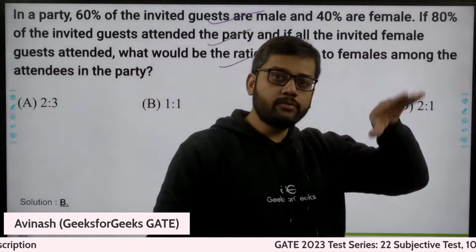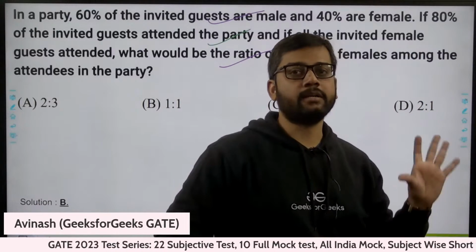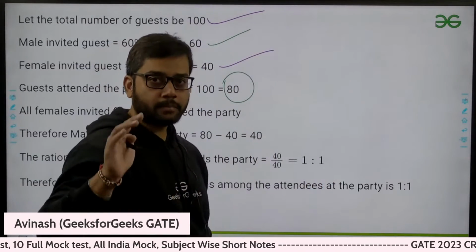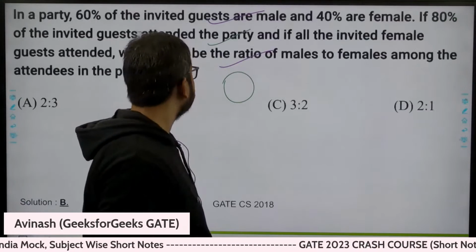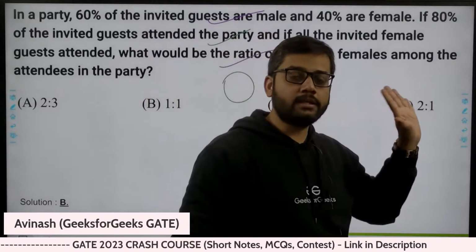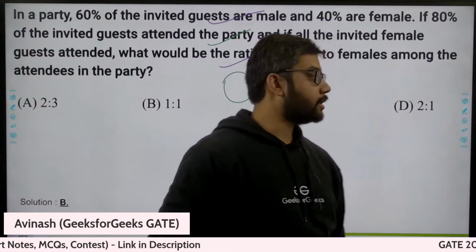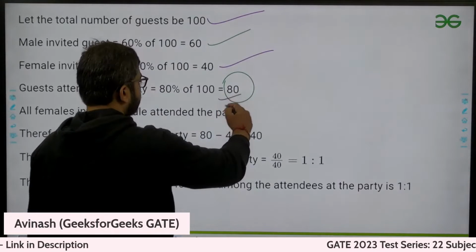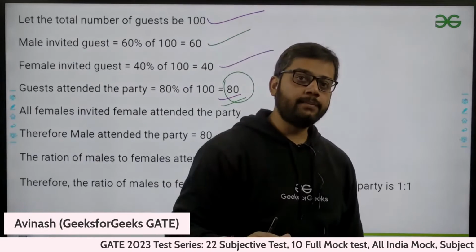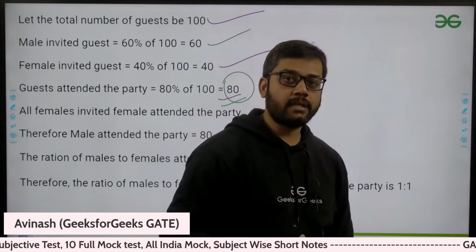party, it means out of the total guests which we have invited, 80% definitely attend the party. It means 80% are those people who definitely came to the party. And if all the invited female guests attended, so in this party 40% are female and all 40% definitely came to the party. It means out of the 100 people, 80 people definitely came, and out of 80 people, 40 girls which were invited definitely came.